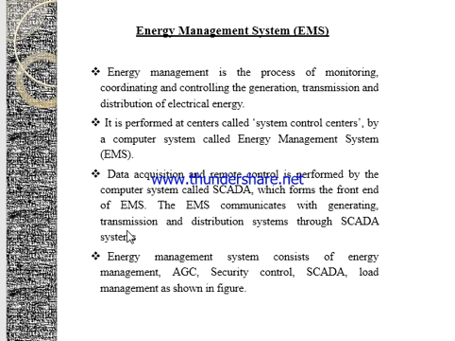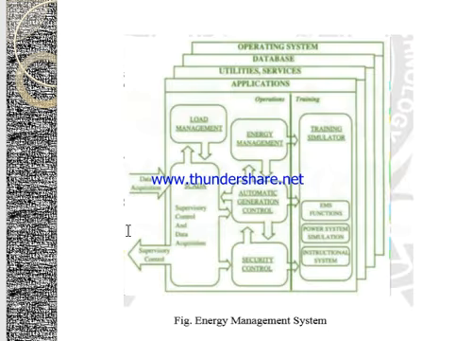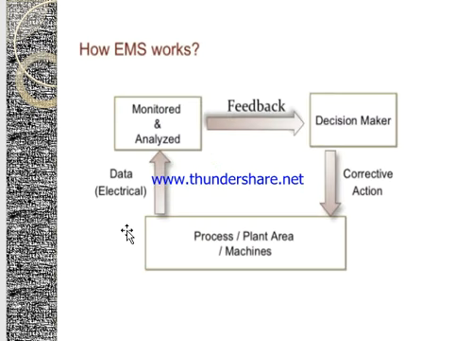And the data acquisition and remote control is performed by the computer system called SCADA, which forms the front end of the energy management system. The EMS communicates with the generating, transmission and distribution systems through the SCADA system. And the EMS consists of energy management, AGC, security control, SCADA, load management, etc. We can see how it has been arranged at the application level, the utility services, the database and the operating system.